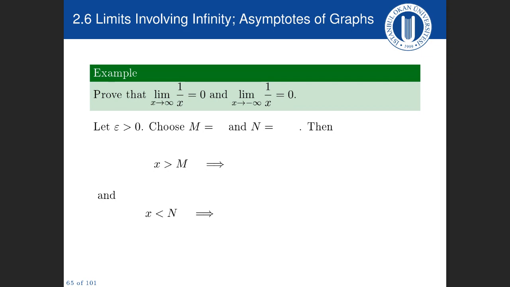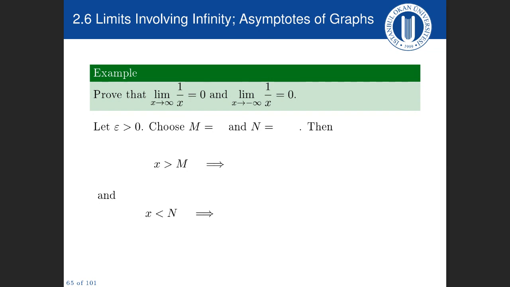So our answer is going to look like this. As almost always, we start with the sentence, let epsilon be greater than 0. We're going to need to choose capital M, and we're going to need to choose capital N. And then we'll have our conclusions. X is greater than M implies something. X is less than capital N implies something.